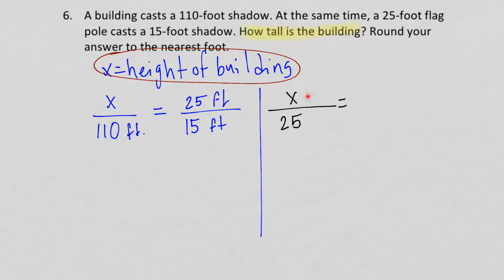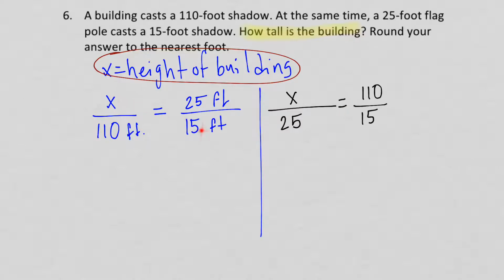Now, on this side, since I have height of building, height of flagpole, what I should do here is shadow of building, shadow of flagpole. So, shadow of building, which is 110. Shadow of flagpole, which is 15. Now these proportions look different, but they both will give me the same answer.